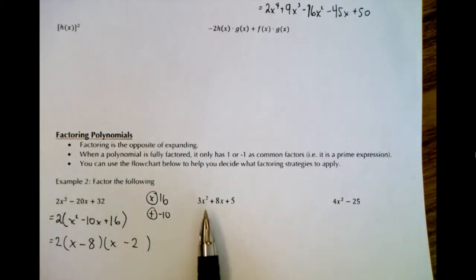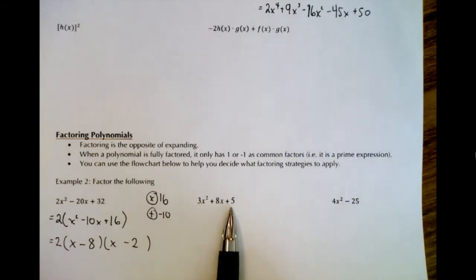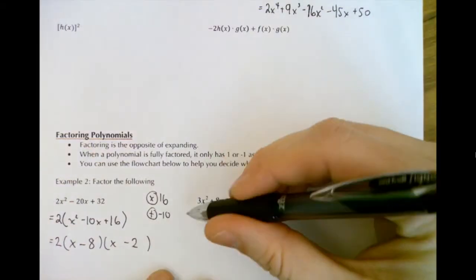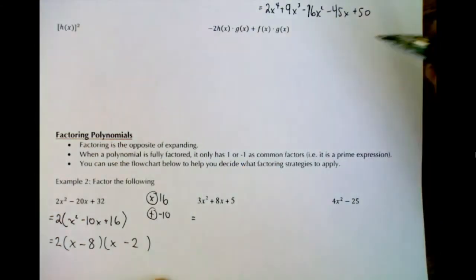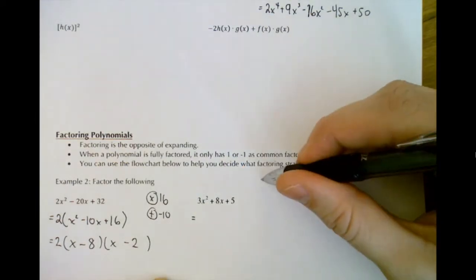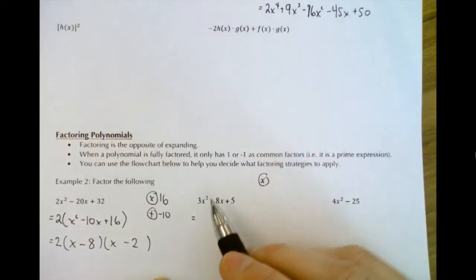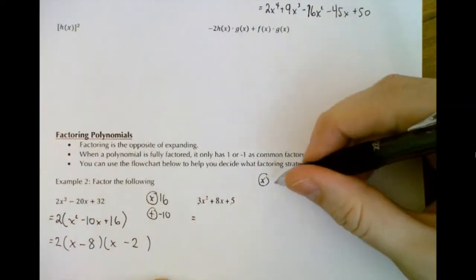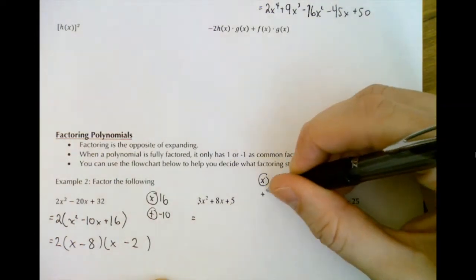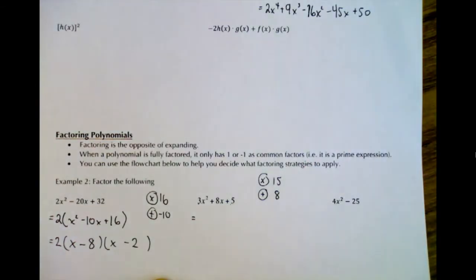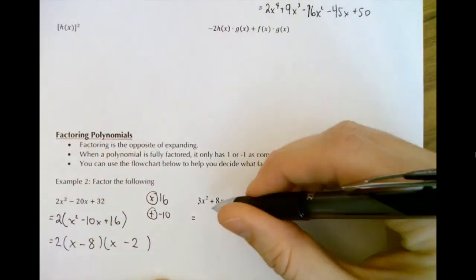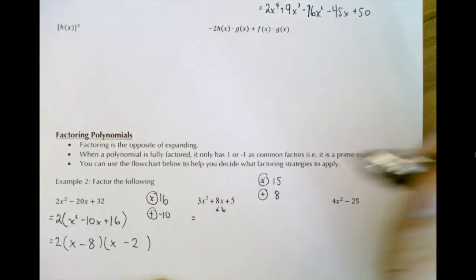Now, if there's a coefficient on x squared and we can't common factor it, like in this example, it's a complex trinomial. And to factor a complex trinomial, we look for numbers that multiply to a times c, which is 15, and add to 8. And the numbers that multiply to 15 and add to 8 are 3 and 5. So what we do is we break up that middle term into 3x and 5x.